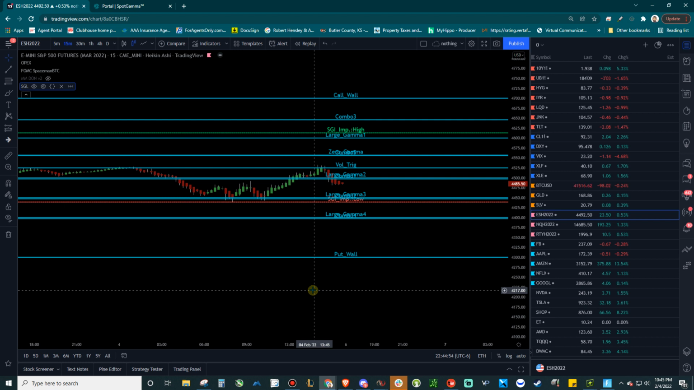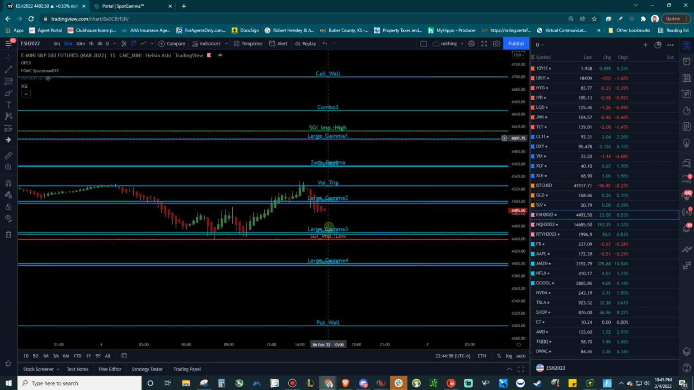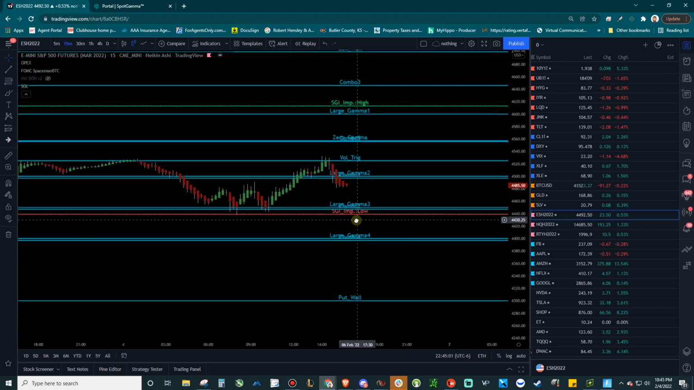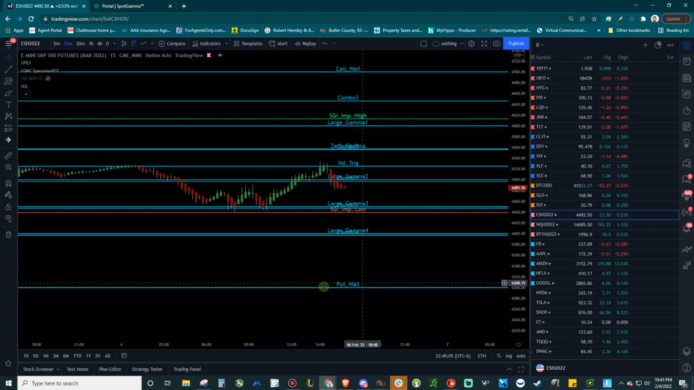And what's really nice about these levels is it's going to give you the implied high and low of the day. And you can see that's exactly where we went. It's going to give you the put wall. So this put wall is essentially going to be a massive support or resistance, and same thing with the call wall. And then you've got these combo levels. I'm not going to get into what these are, but it gives you these gamma and combo levels, and then a volatility trigger.